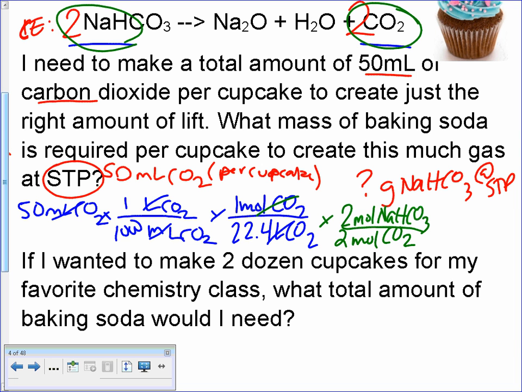And that's great because who cares about CO2? The question's not asking about it. We're asking for grams of sodium bicarbonate. Notice I did not reread the question. I have my grams right here. Now I'm in a good place. How do I get from moles to grams? Molar mass. So calculator, tell me what the mass of sodium bicarbonate is.